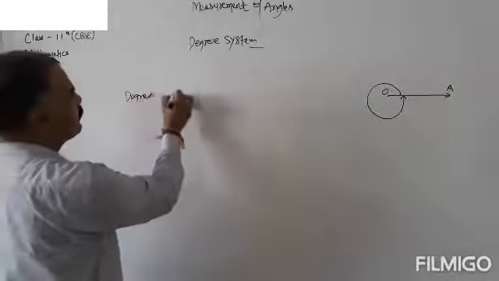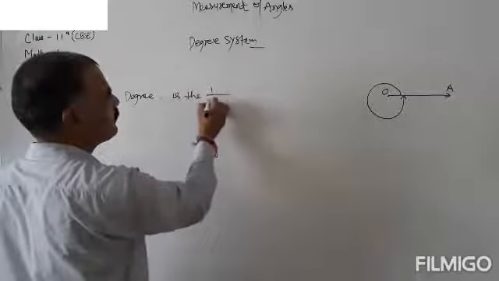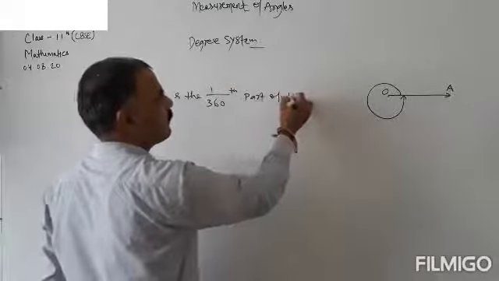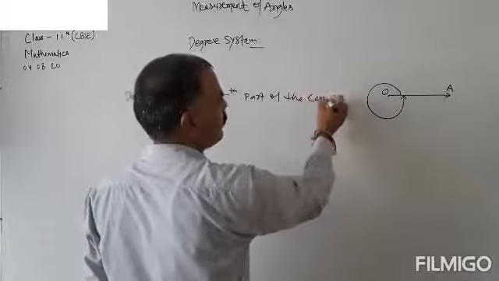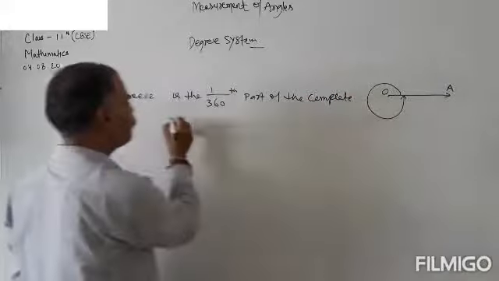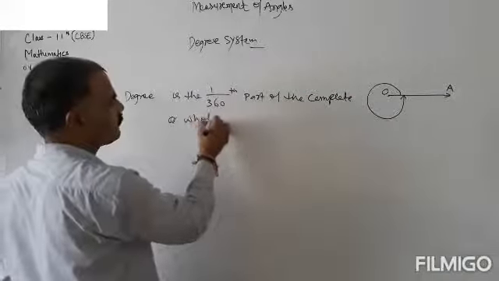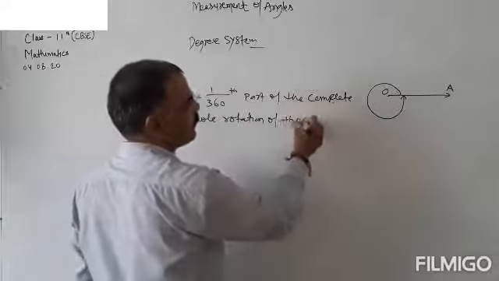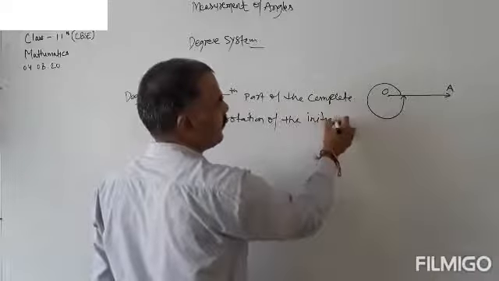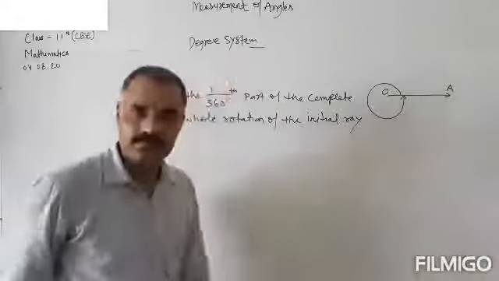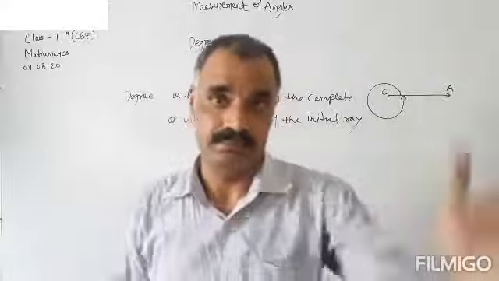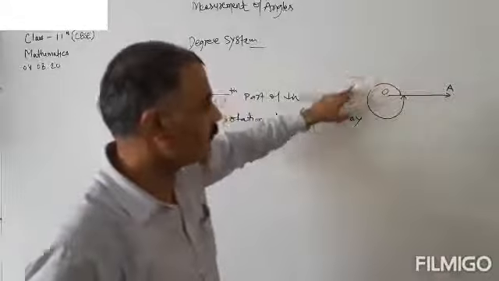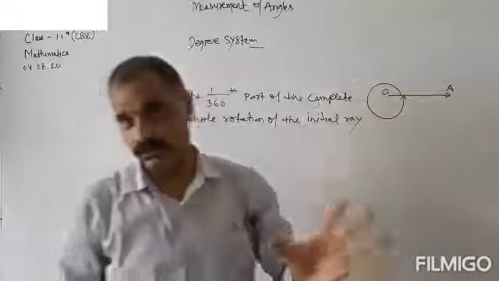So how to define the degree? Degree is the 1/360th part of the complete or whole rotation of the initial ray. So this is the degree, meaning the 1/360th part of the complete rotation of the ray.